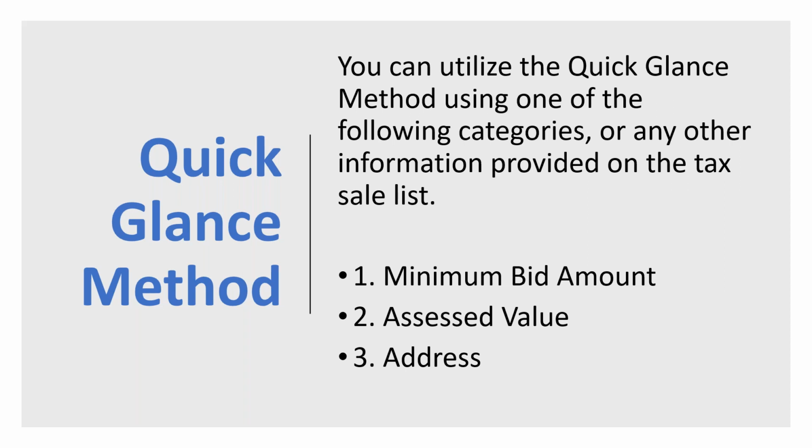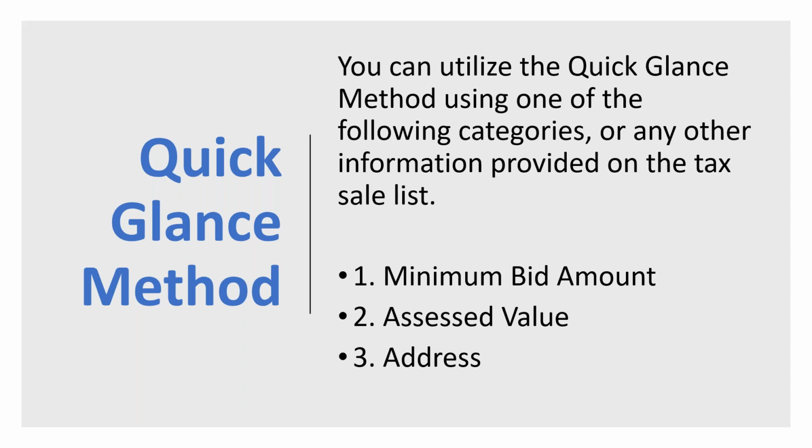This is because these are the most common bits of information that counties provide. At the very least, in most cases, we can get a minimum bid amount. Sometimes we can get an assessed value. Sometimes we get more, sometimes we get less. But we can always utilize it, even with something as simple as a minimum bid amount.